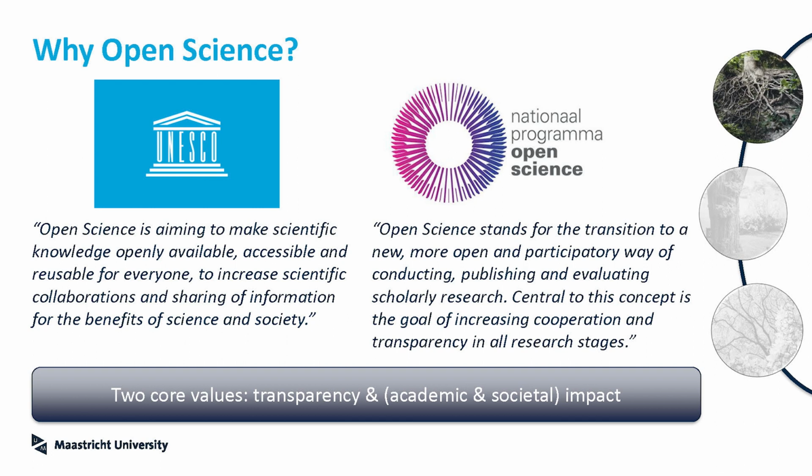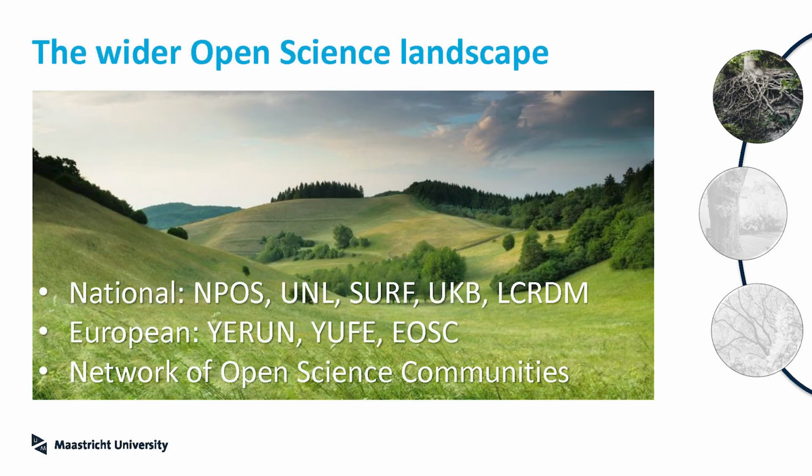And of course, the tree is rooted in a wider open science landscape. For the situation at Maastricht University, that landscape consists of, at a national level, our national program Open Science, where there are certain priorities set and certain topics identified where it helps for universities to work together on that and to arrange it on a national level.